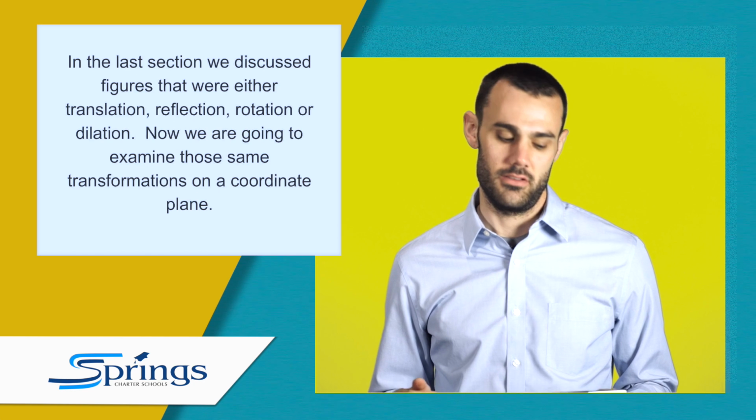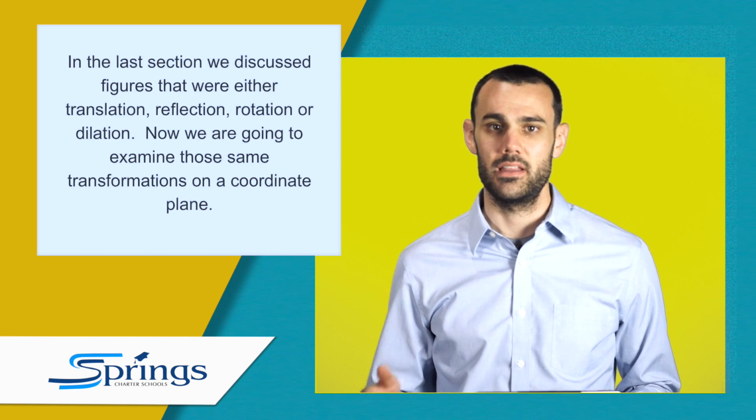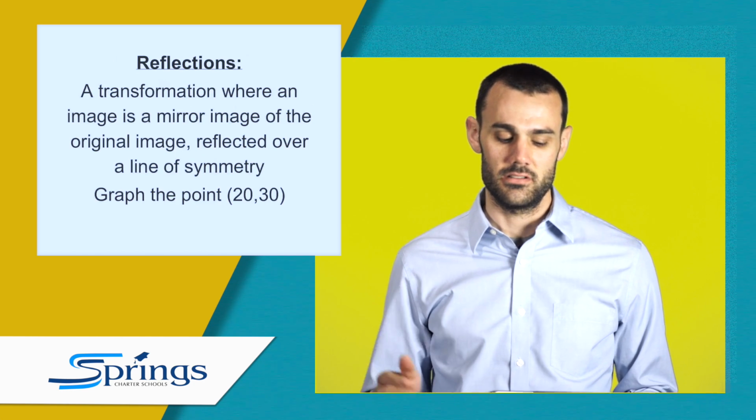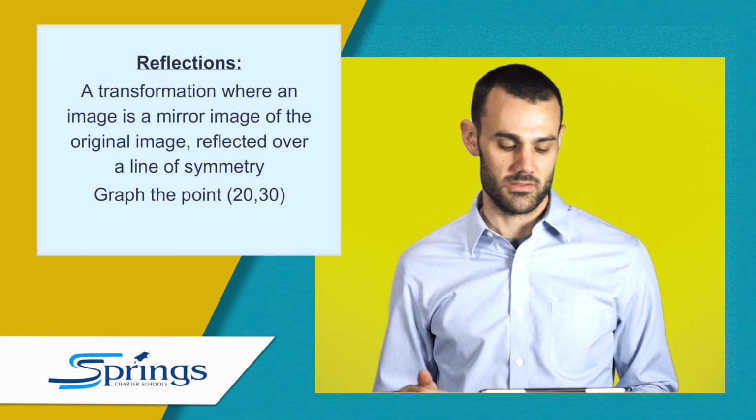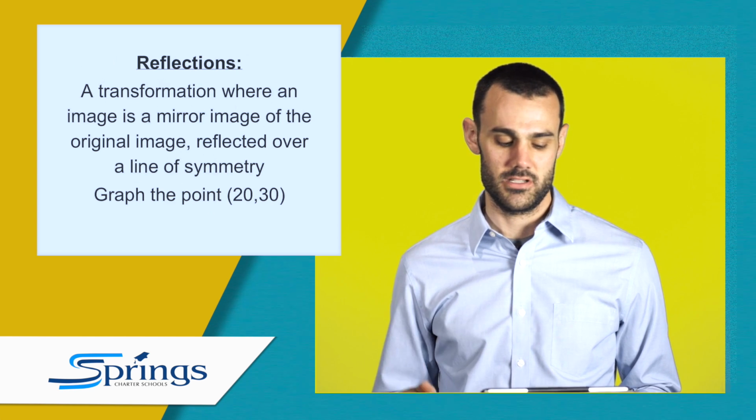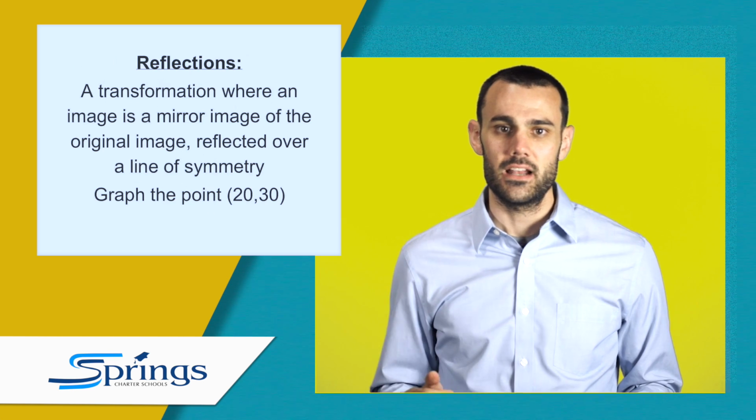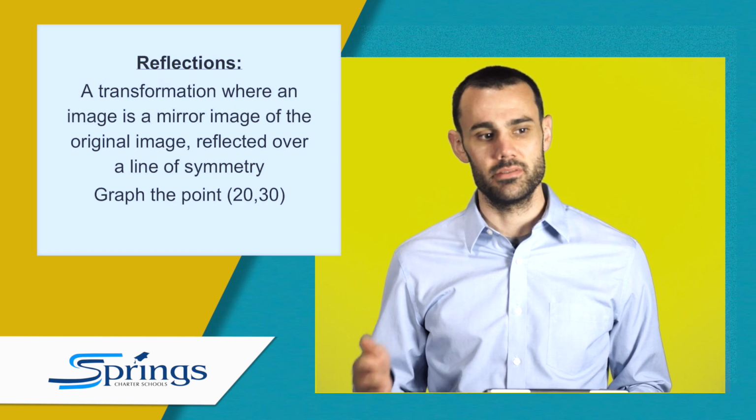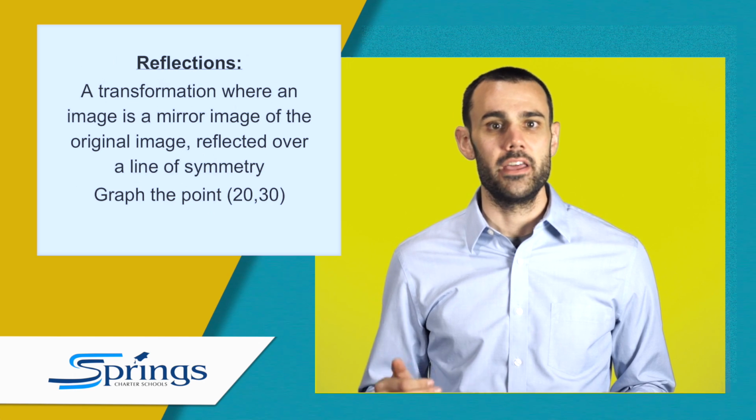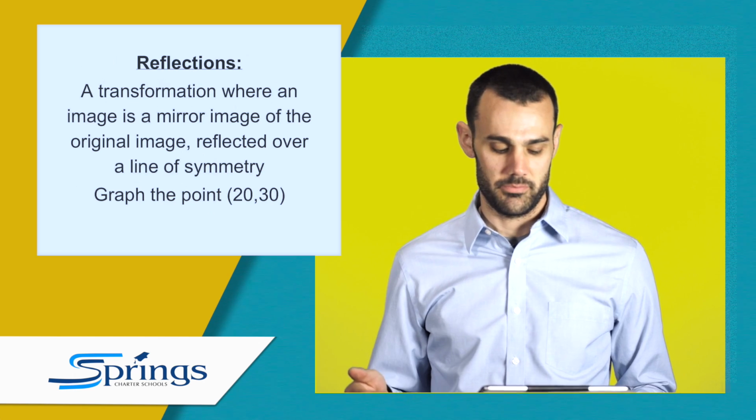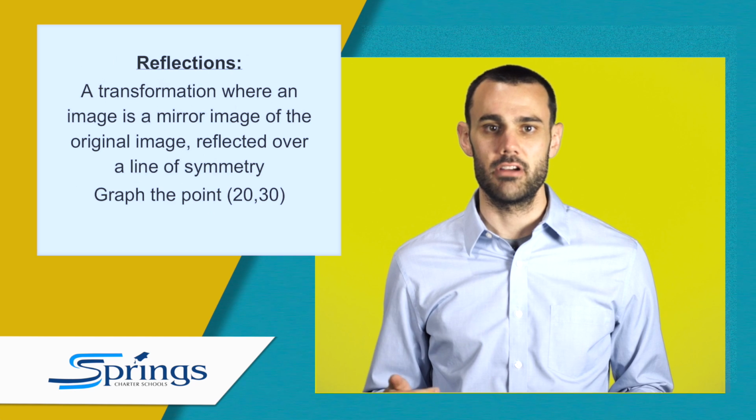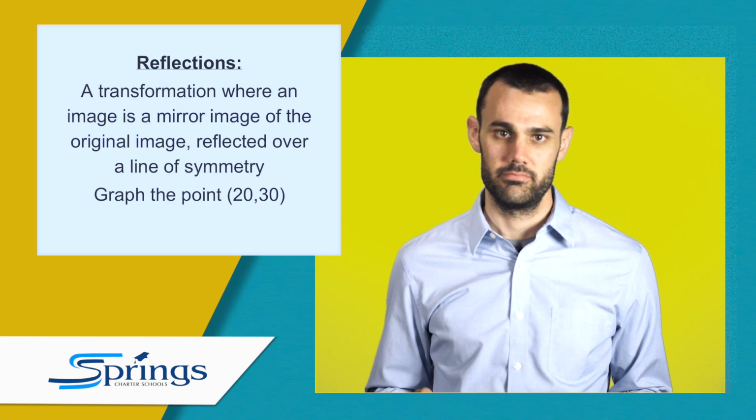In the last section, we discussed figures that were either translated, reflected, rotated, or had a little bit of a dilation. Now we're going to examine those transformations on a coordinate plane. So again, a reflection: a transformation where an image is a mirror image of the original image reflected over a line of symmetry. So go ahead and get out a piece of graph paper or draw yourself a coordinate plane. You can count or go up by intervals of 10 for this particular problem. After you've done that, go ahead and graph the point 20, 30.